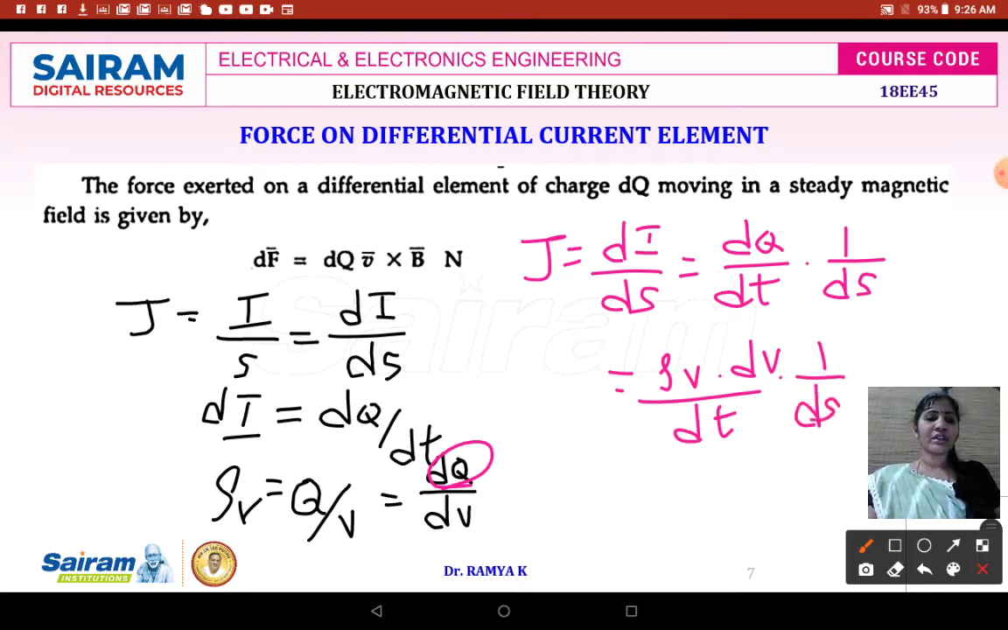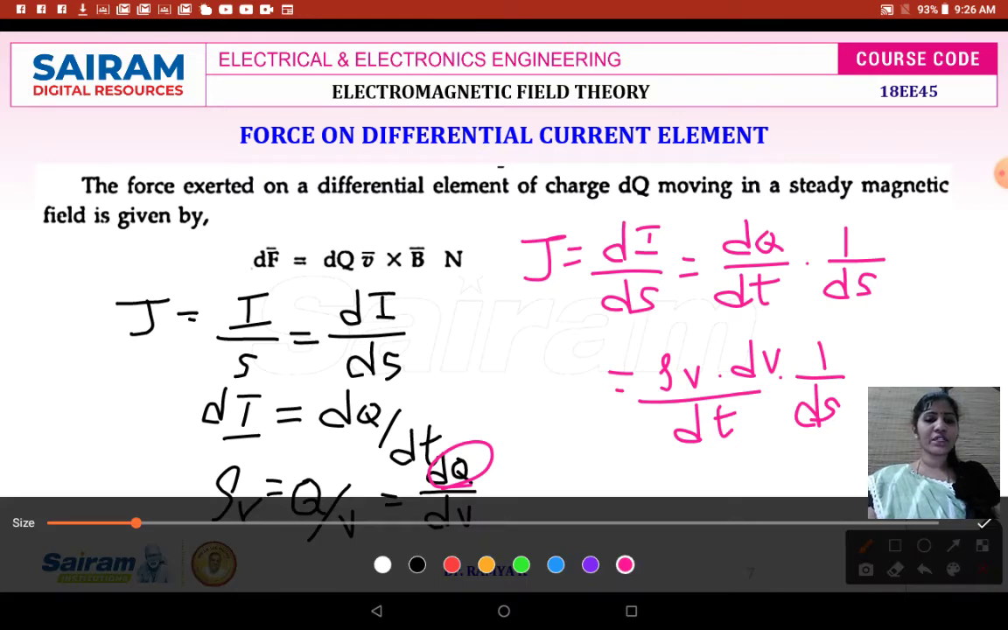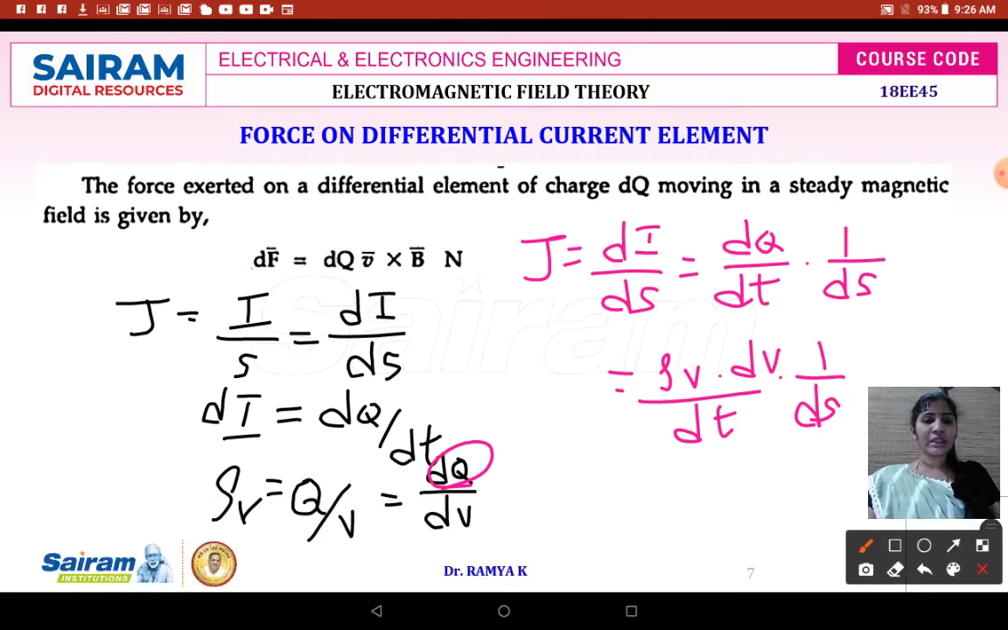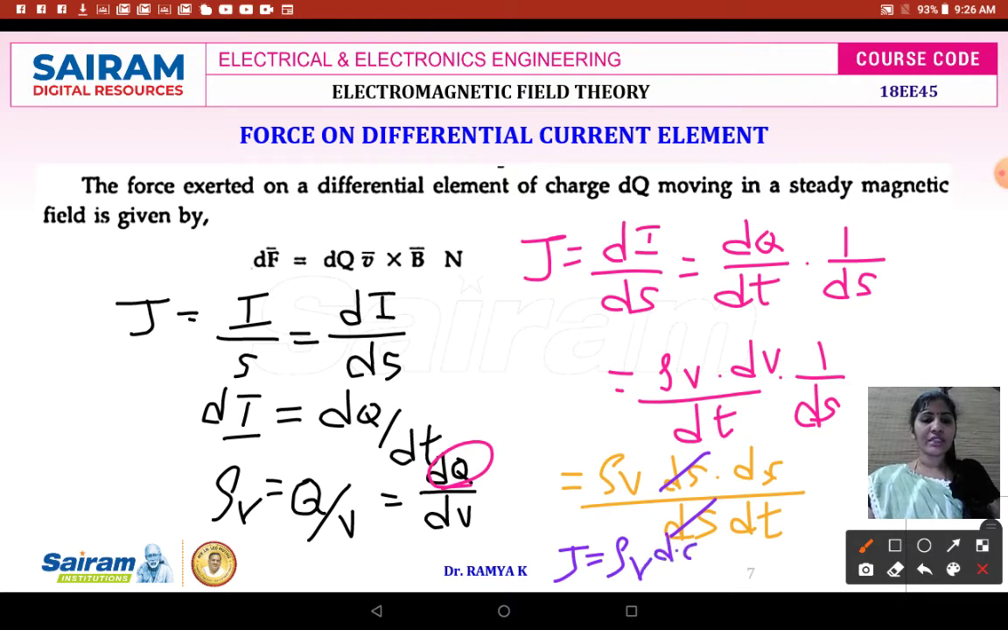We can write the differential volume element as a differential surface element and a differential length element. So the above equation you can write as rho v ds dx divided by ds dt. Here you can cancel this ds. Therefore, the final equation J will become J is equal to rho v into dx divided by dt, which is nothing but rho v into dx by dt, which is nothing but your velocity v.